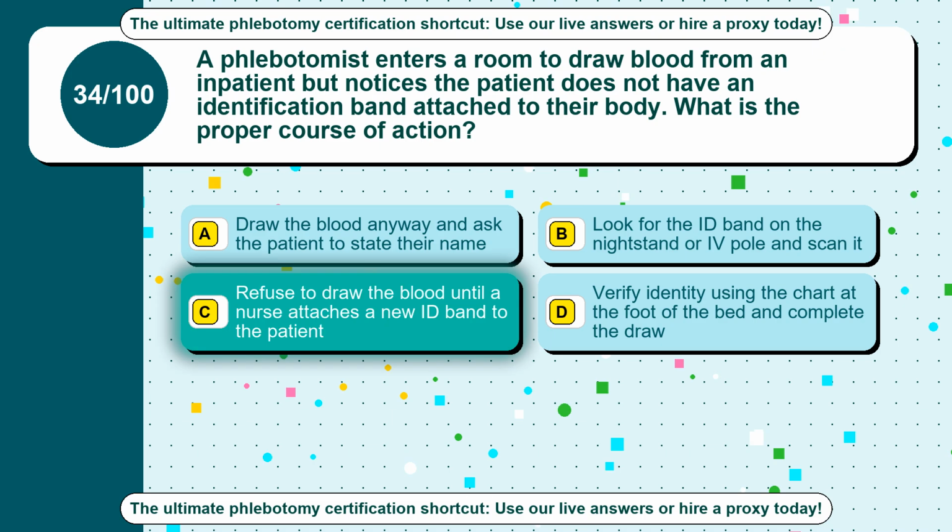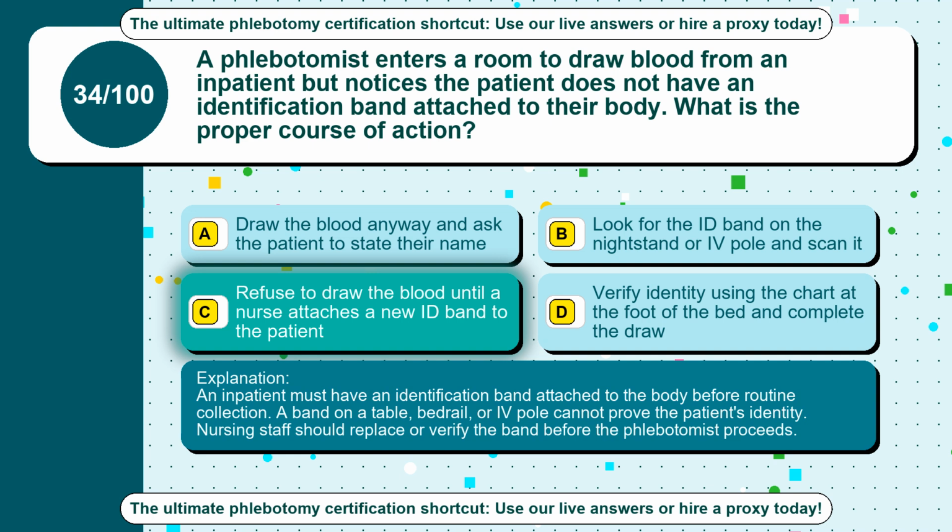The correct answer is option C, refuse to draw the blood until a nurse attaches a new ID band to the patient. An inpatient must have an identification band attached to the body before routine collection. A band on a table, bed rail, or 4-pole cannot prove the patient's identity. Nursing staff should replace or verify the band before the phlebotomist proceeds.